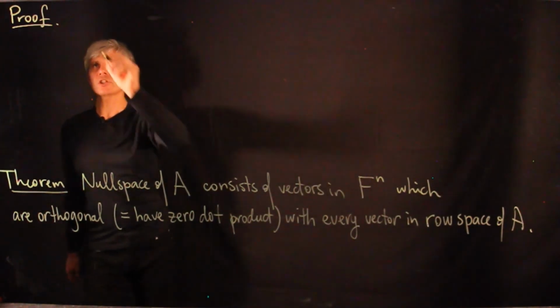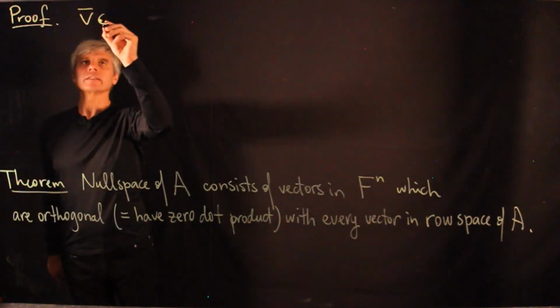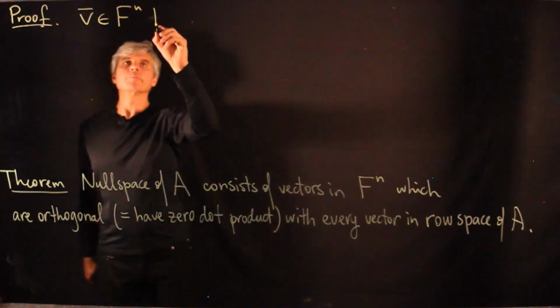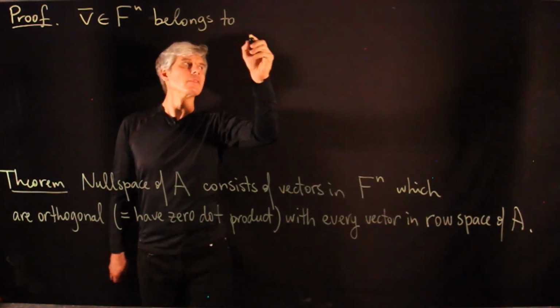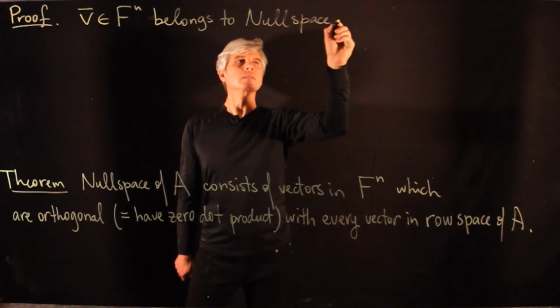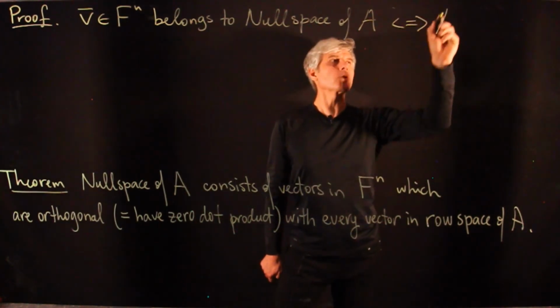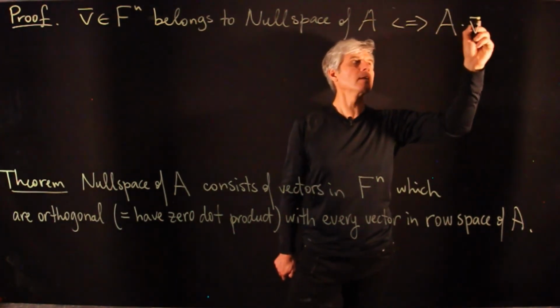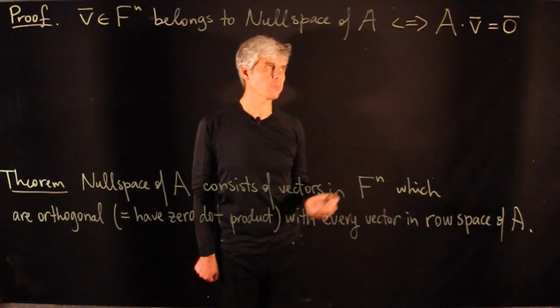So by definition, a vector v in F^n belongs to the null space of A if and only if the product A times v is equal to the zero vector. So this is the definition of the null space.